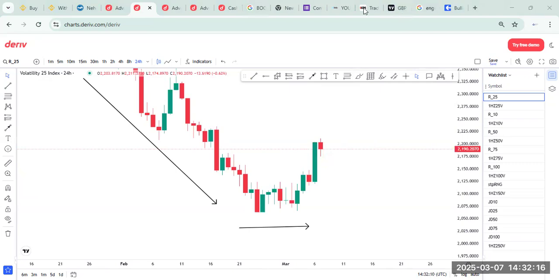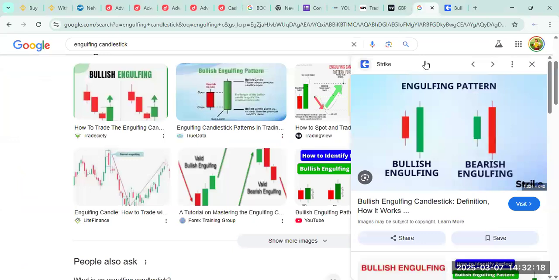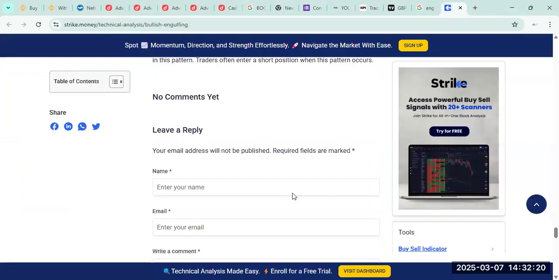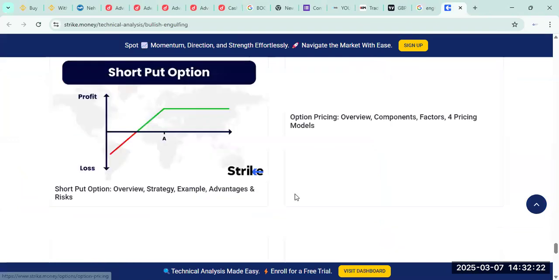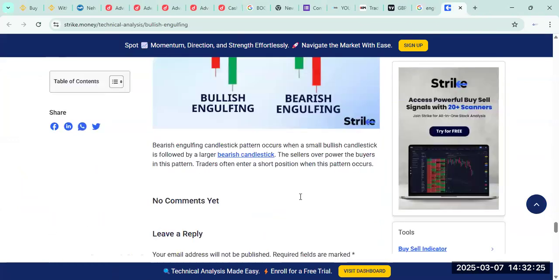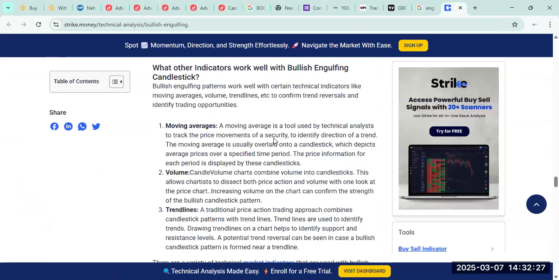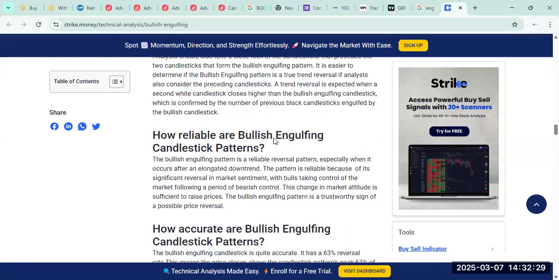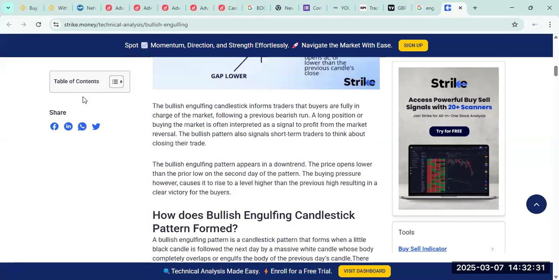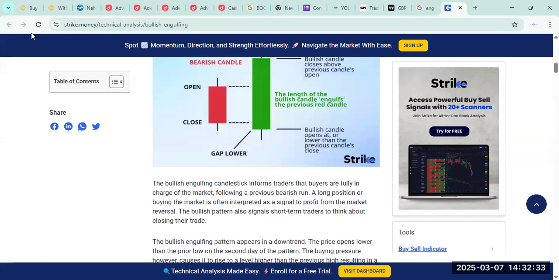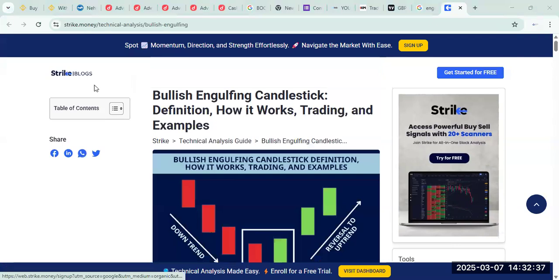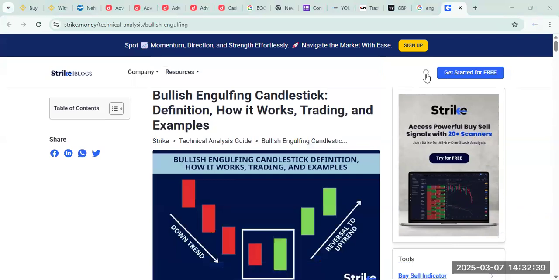Where is my nose? Let me see, let me search.